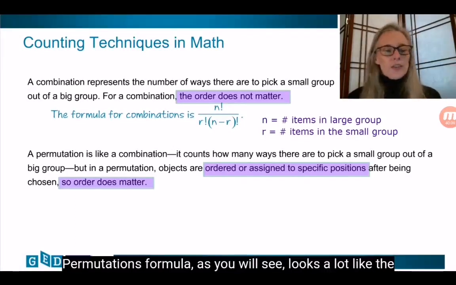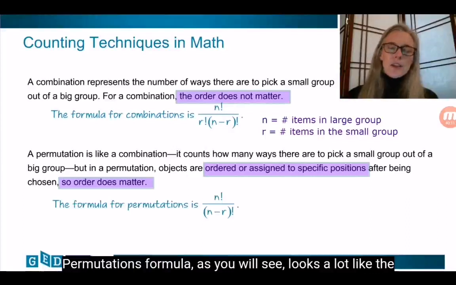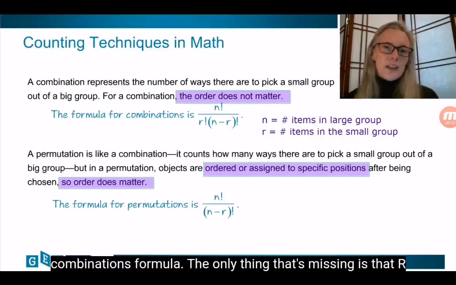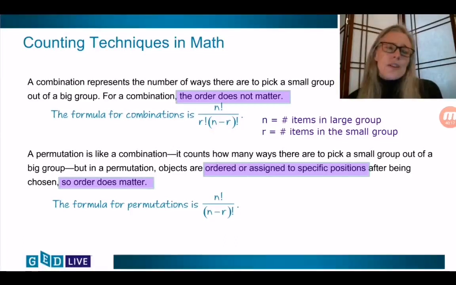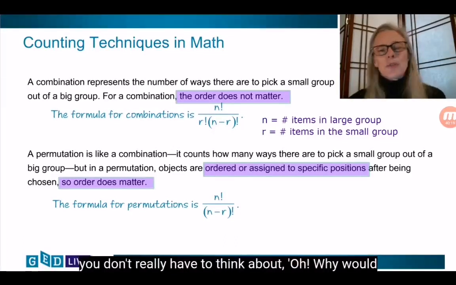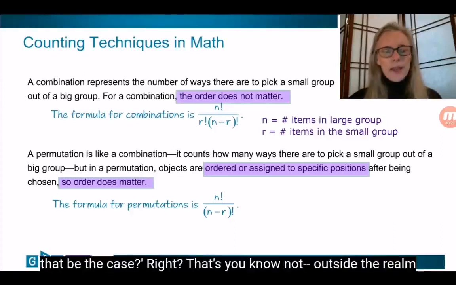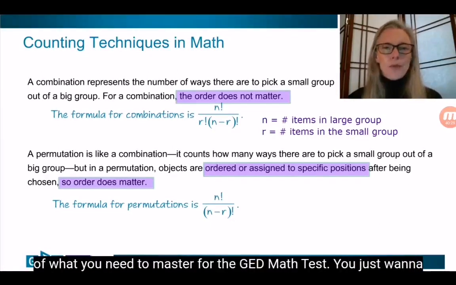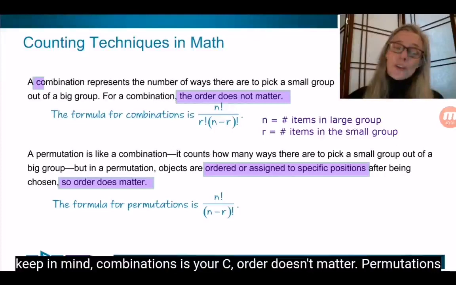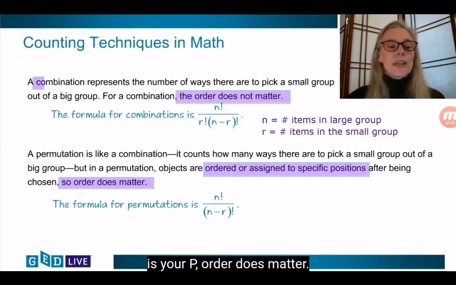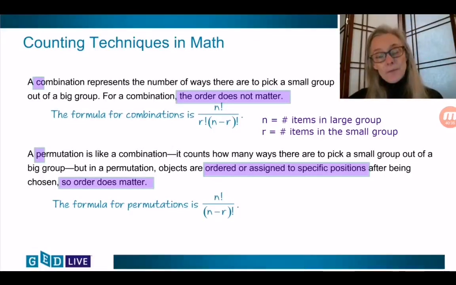Permutation's formula, as you will see, looks a lot like the combinations formula. The only thing that's missing is that r factorial in the denominator. It's kind of interesting to note that they're similar, but you don't really have to think about why that would be the case; that's not outside the realm of what you need to master for the GED math test. You just want to keep in mind combinations is your C, order doesn't matter. Permutations is your P, order does matter.